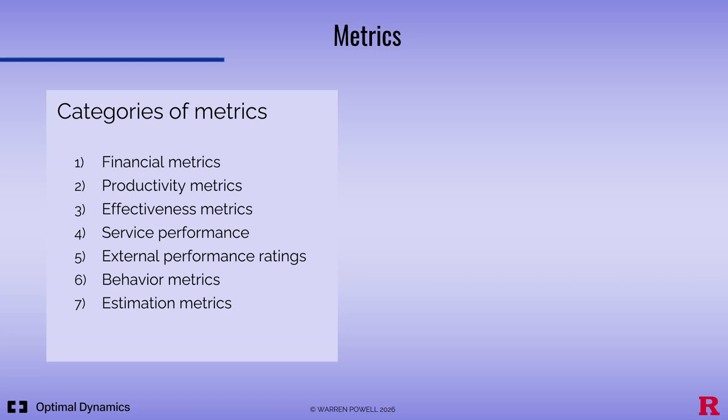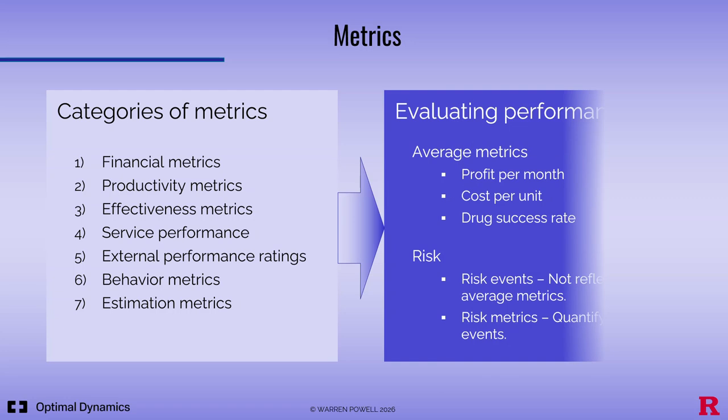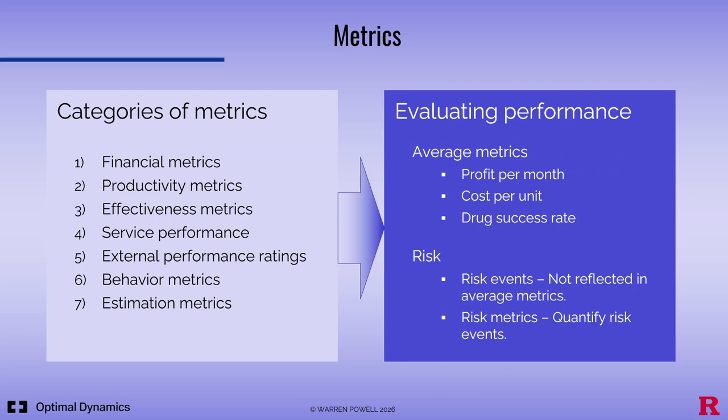Now, categories of metrics. Here are 7 categories. I don't know if this covers everything, but it helps. There are many metrics, but usually they boil down into a certain set of categories. And when you want to evaluate a metric, there are 2 ways to do it. One is average performance. What's your profit per month? What's your cost per unit? What's your drug success rate? So these are your averages, and these are the basic ways that people evaluate performance.